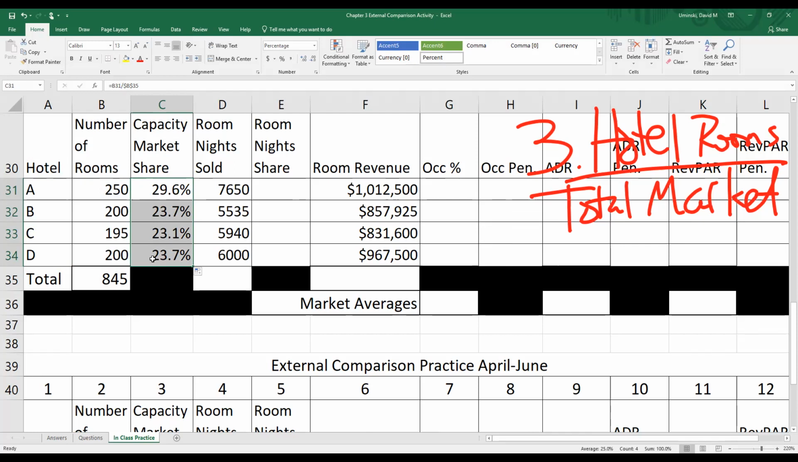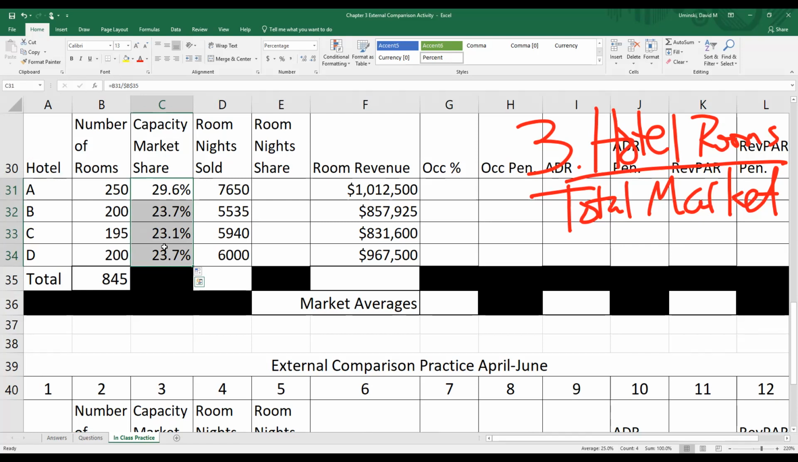So 250 divided by 845 is 29.6%. And then 23.7 and 23.1. How can we check our work in this regard? Good, add them all up to 100. I know it's very hard for you to see, but at the very bottom I highlighted it, and it says sum 100%. That means we're in good shape.